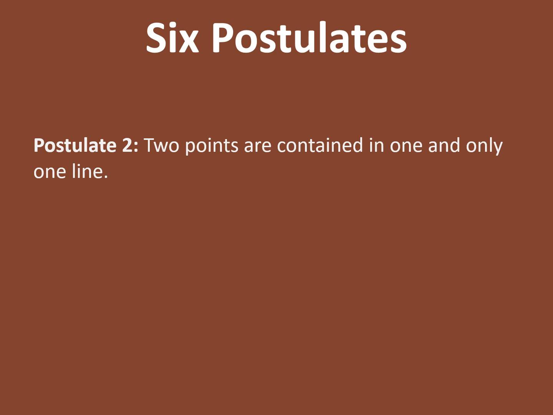Postulate 2 says, 2 points are contained in one and only one line. This postulate is just a formalization of the idea that 2 points determine a unique line, which is a concept that you've probably learned in algebra. So I'm sure you can remember or recall using 2 points on a line to find the slope. All right, so this postulate is just a formalization of that concept.